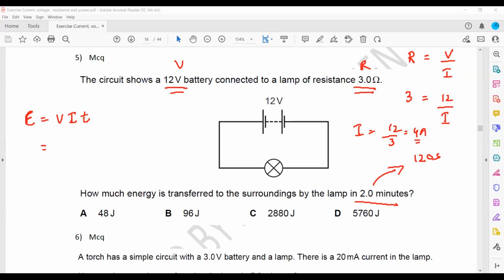Now we can use the formula voltage into current into time. So voltage is 12 multiplied by current is 4. So 12 multiplied by 4 multiplied by time interval 2 minutes, or equal to 120 seconds. So multiplied by 120, it is 5760. So 5760 joules of electrical energy is being consumed by this component. Is it clear, this question?